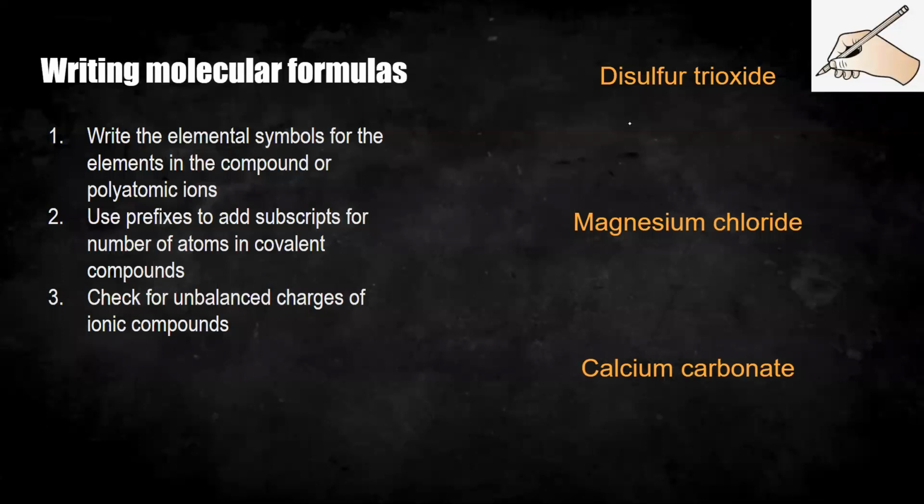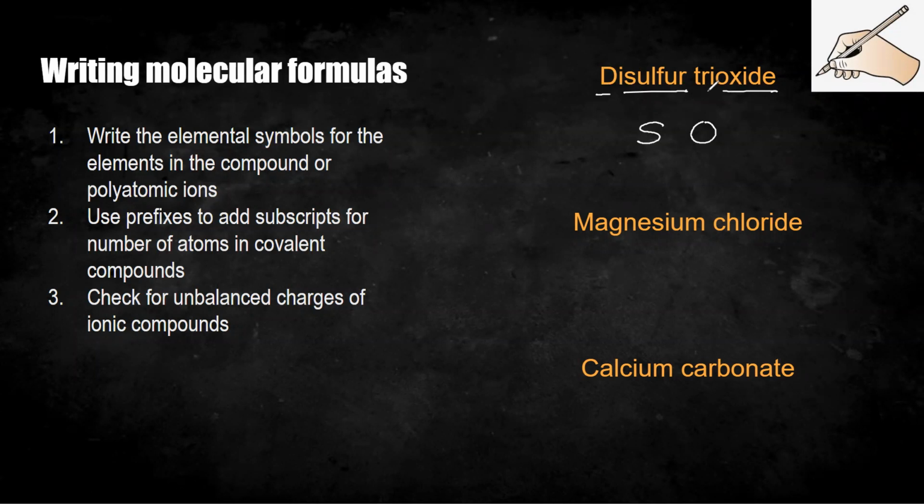Let's talk about how we would write molecular formulas. Again, I encourage you all to pause this video and take a moment to write these steps down before I go over them. Okay, so the first step is to write the elemental symbols for the elements in the compound or the polyatomic ions. So here in this compound, I have sulfur and I have oxide, which from the elements, that is oxygen. So our elemental symbol for sulfur is just a capital S, and our elemental symbol for oxygen is a capital O.